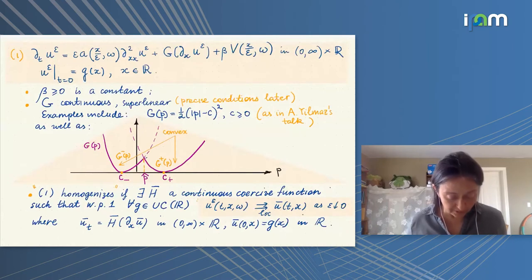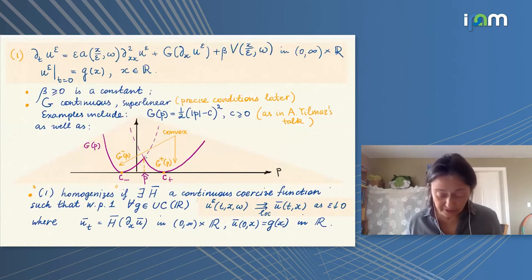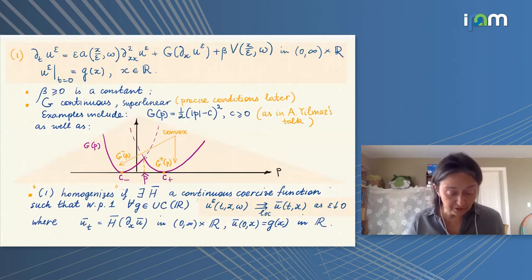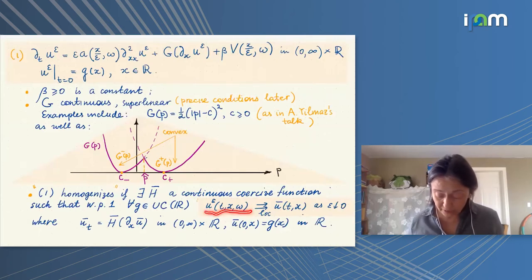I will say that equation one homogenizes if there is a continuous coercive function h bar such that with probability one, for every uniformly continuous initial data g of x, the solutions to equation one converge locally uniformly in time and space to the deterministic function which solves the effective equation with that same initial data.